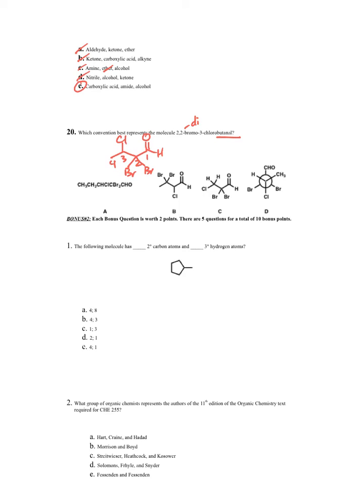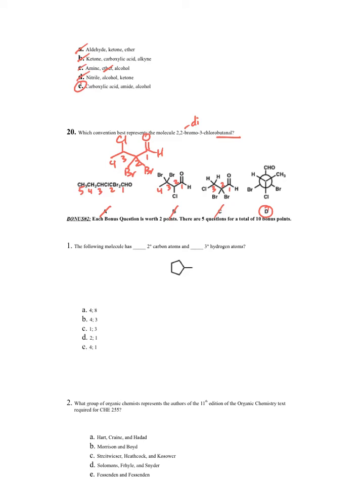A is not correct. If you count the carbons, you have 1, 2, 3, 4, 5 carbons. We need a 4-carbon chain. Let's look at B, 1, 2, 3, 4. So this is 2-chloro, 3,3-dibromo, so that's not correct. What about C? You have 1, 2, 3 carbons. That's not correct. So it's got to be D.